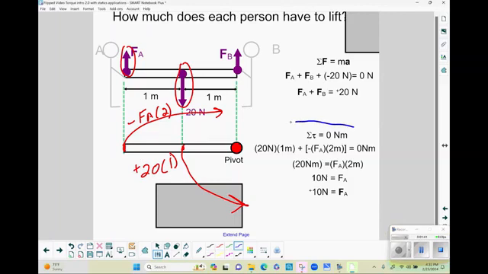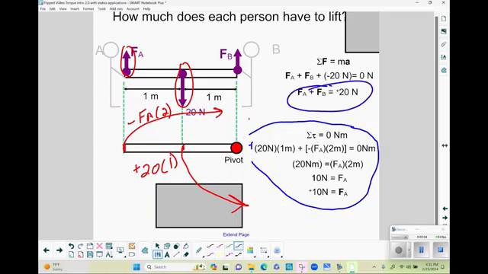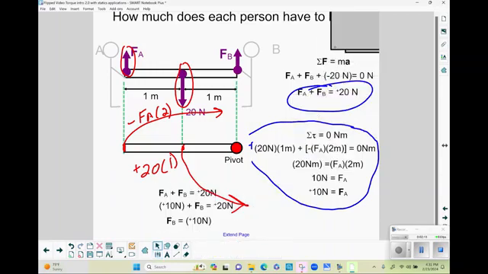I can now use my torque diagram to create my torque equation, and I can now say that the net torque equals 0, so that positive 20 times 1 plus negative FA times 2 must equal 0, and so FA must equal 10 newtons. Knowing that FA is 10 newtons, and knowing that FA plus FB must equal 20 newtons, I can now go ahead and solve for FB, which again was the 10 newtons that we knew from before.